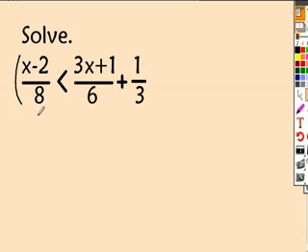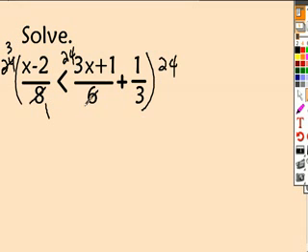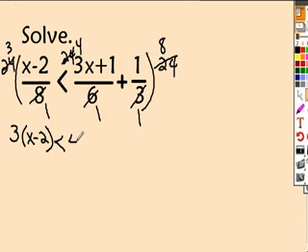So once again, technically you're multiplying both sides by 24. But if you want to actually show your canceling, you can go with this one also. And that way you can cancel. Now, when you rewrite this one, because your numerators, two of them are binomials, you need parentheses. So I'm not going to do any simplifying, I'm just rewriting 3 times x minus 2 is less than 4 times 3x plus 1, plus 1 times 8 is 8.